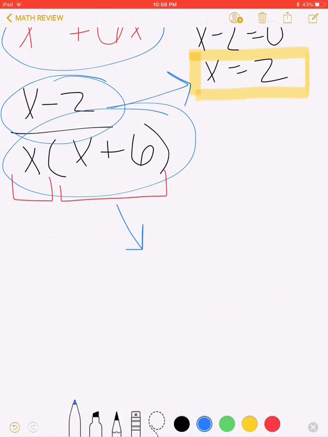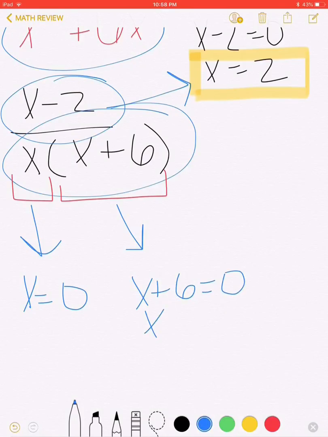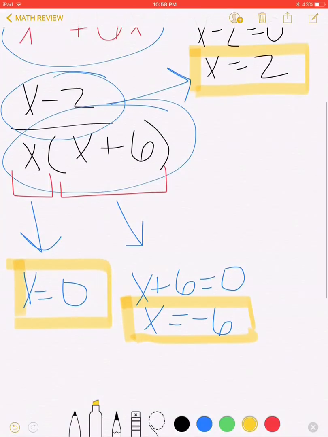And then take it there. So x equals 0. That one's already done for you. And then x plus 6 equals 0. So you have to move the 6 over, so x equals negative 6. So this right here is giving you the vertical asymptotes: 0 and negative 6.